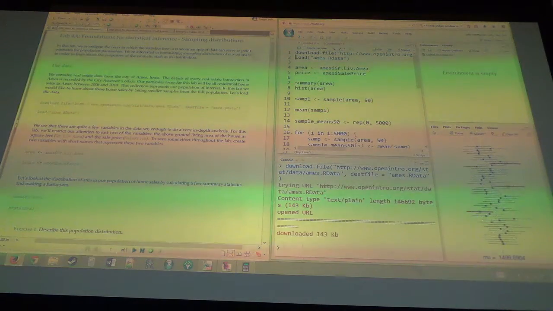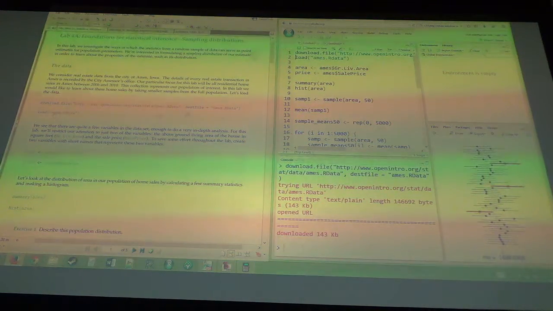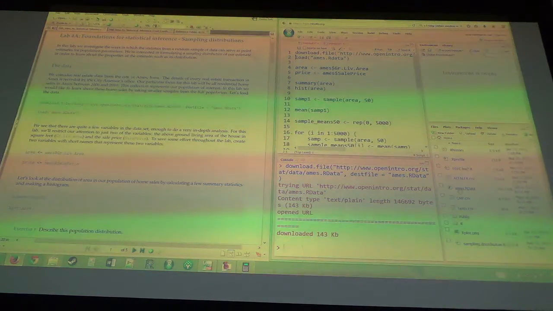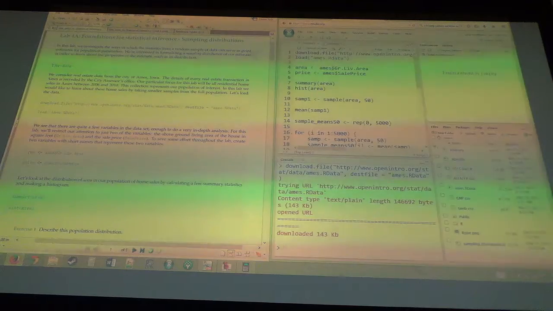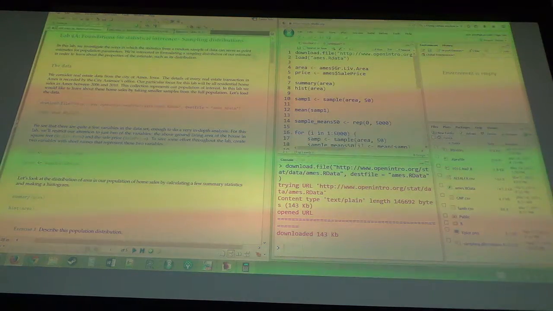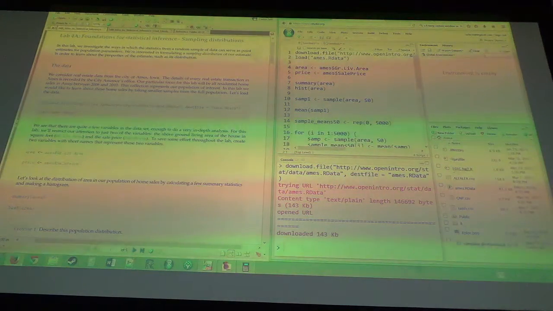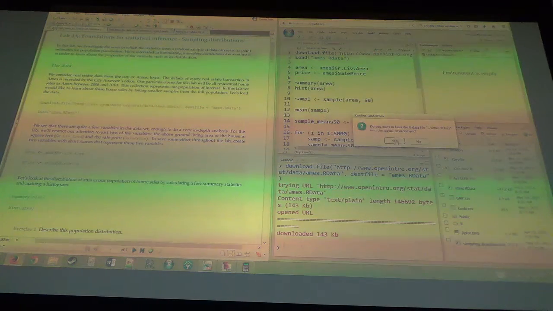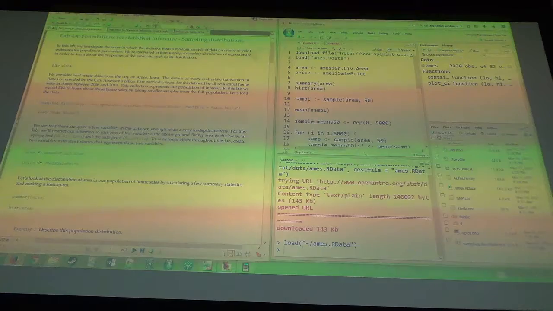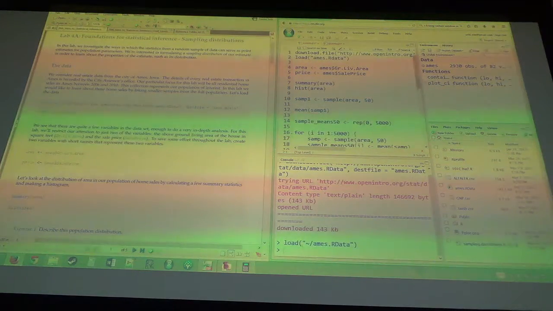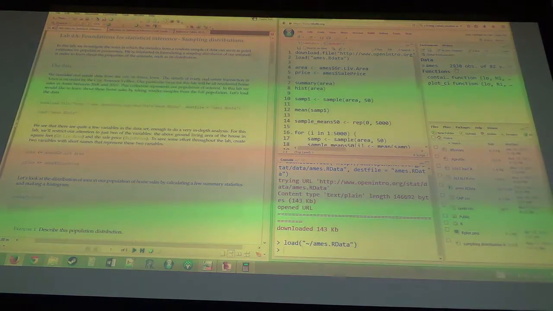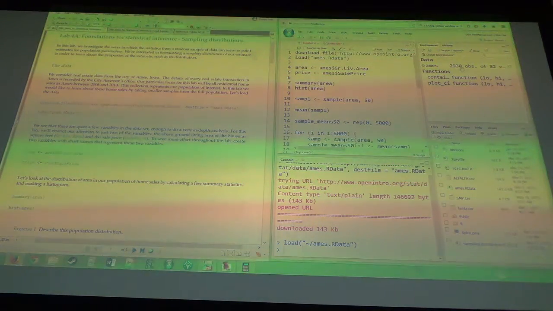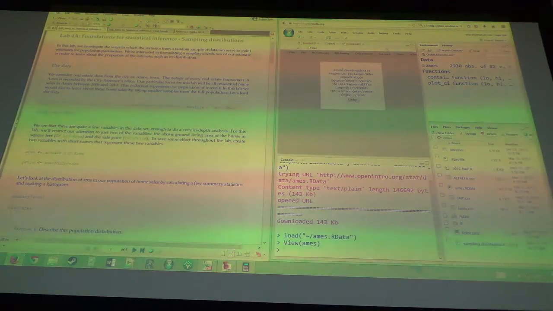So I've done this, and then you're going to load the file, okay, and you're just going to click this load ames.rdata, okay? And if you run into problems, you can just navigate in your file browser over here, and then you can just click ames.rdata, and it's going to ask, do you want to load it? And then that loads the rdata right there. Okay. And when you do that, you should see that now you have a data set that says 2,930 observations, and you can click and view it.